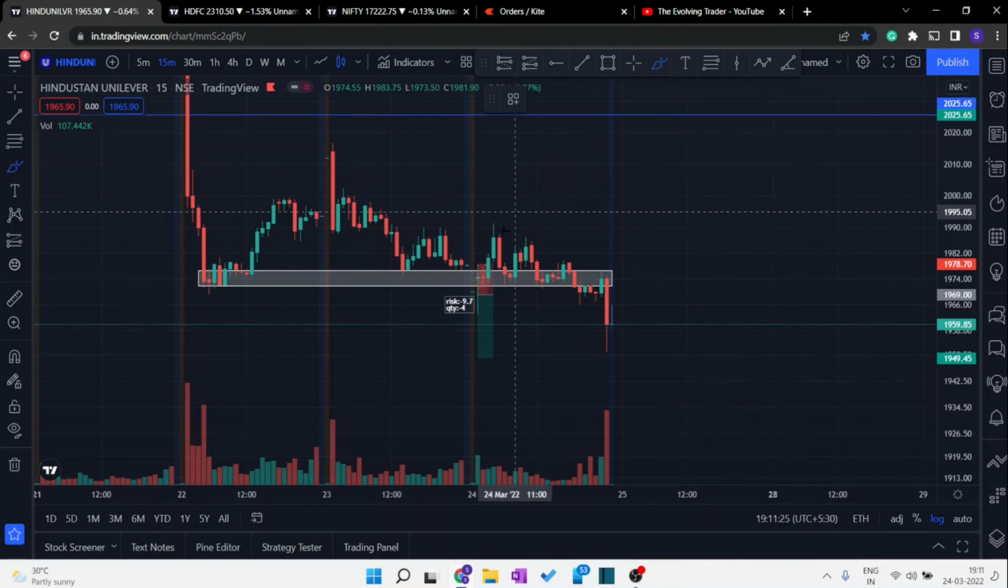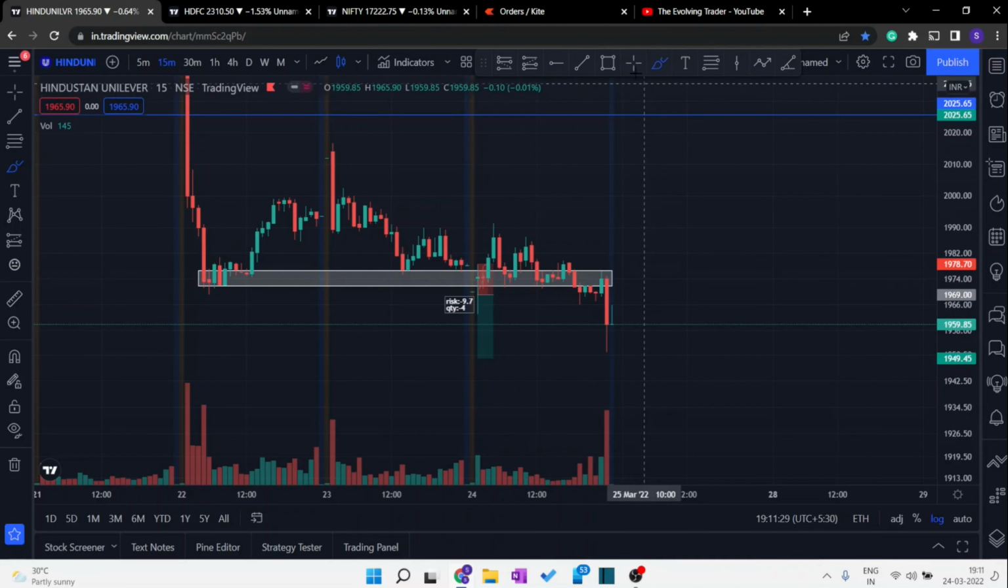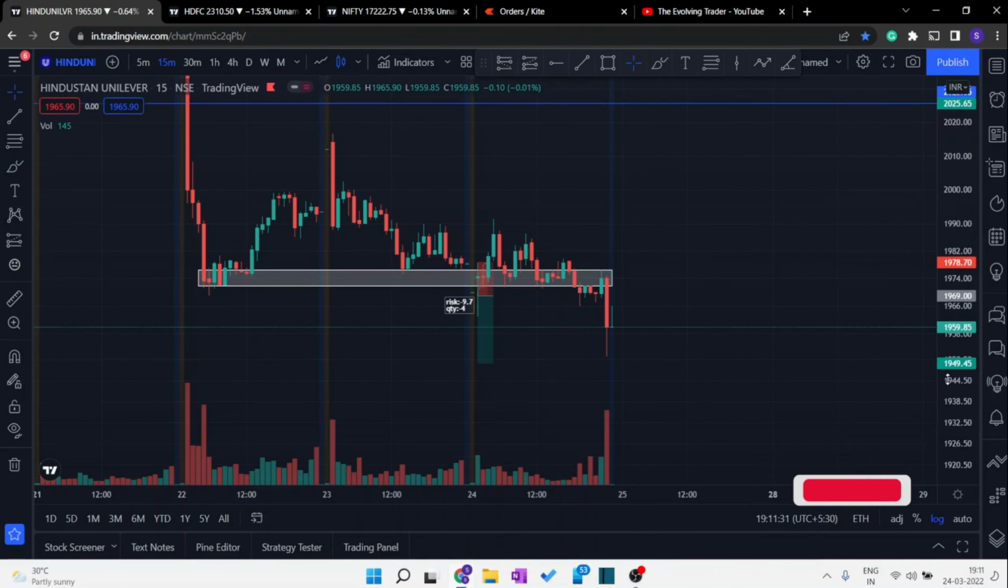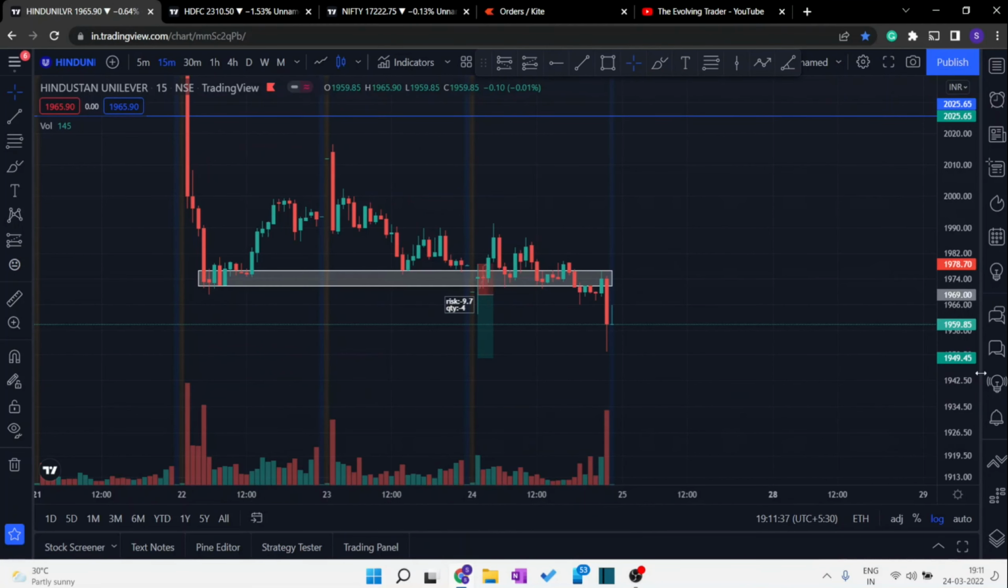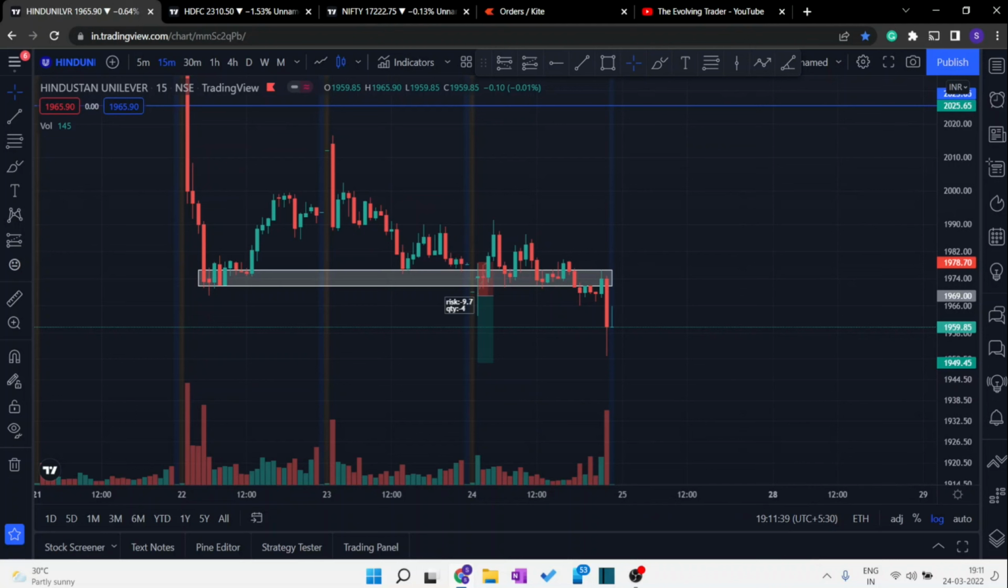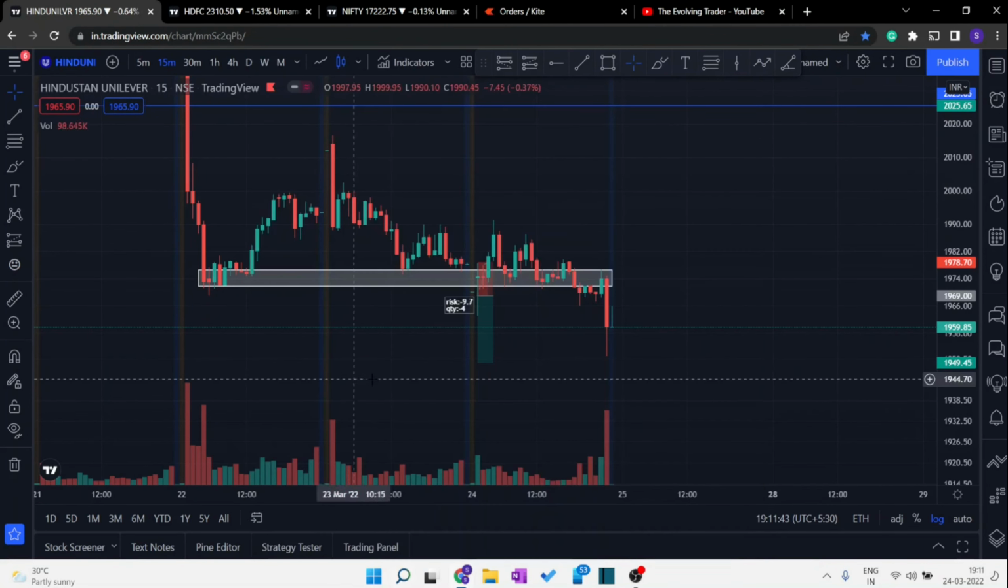So here was my entry. As you all can see, it was at 1969, and why it was at 1969? As you can see, these lows. The lowest low was 1969, and as you all know, my half quantity got ejected on 1969.